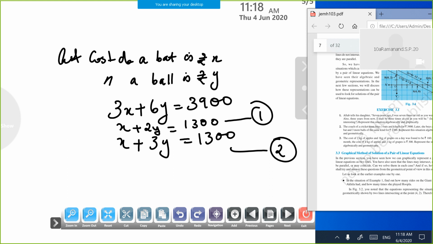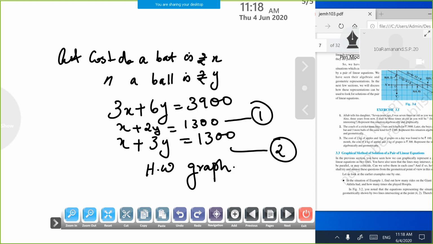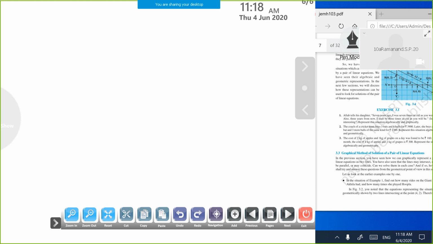Okay, geometrical. Clear? Draw the graph. That is homework for you. You should complete the homework by Monday. Then we pass on to the next question, third question.